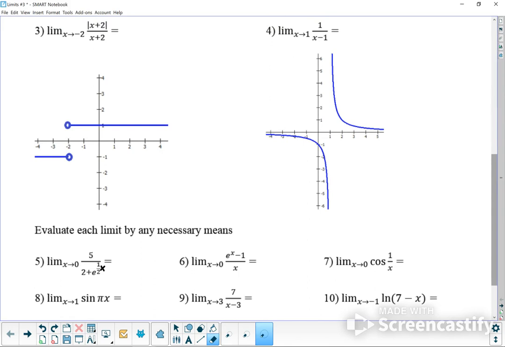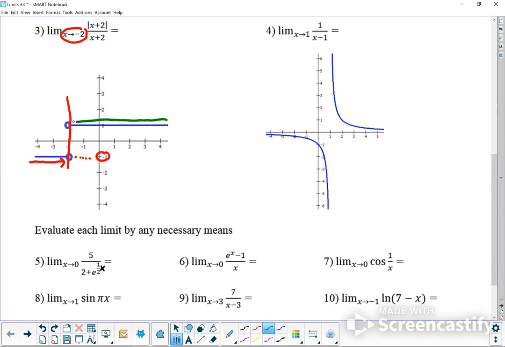This next one, that's what the graph looks like, and it says that I am approaching -2. So -2 is right here. As I come in from the left-hand side, as I approach -2, my answer is going to be -1. And from the right-hand side, as I approach -2, my answer is going to be +1. And because those answers do not match, from the left does not match the right, I'm going to say the limit does not exist.